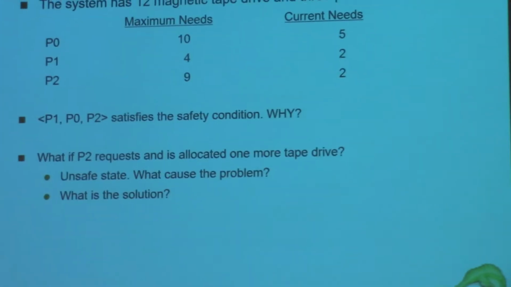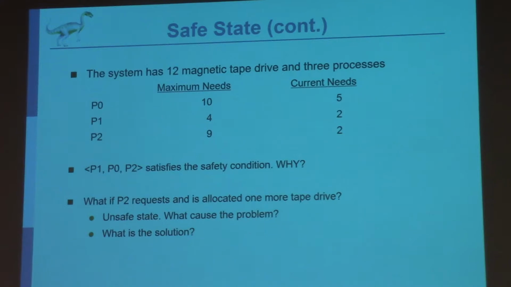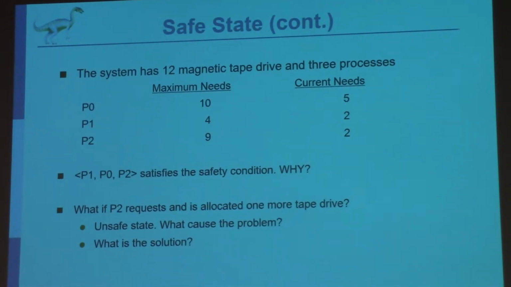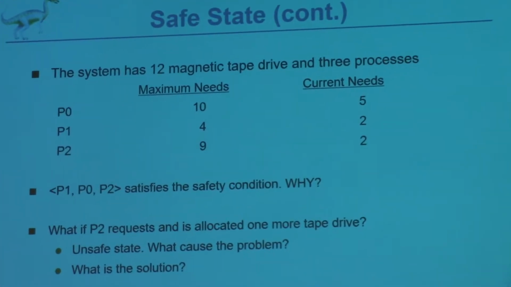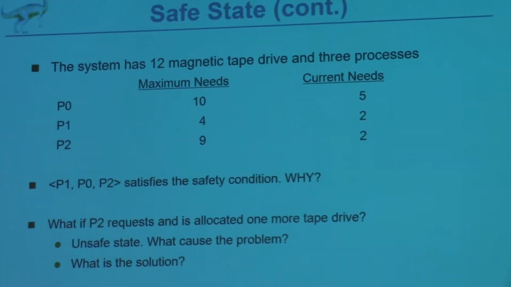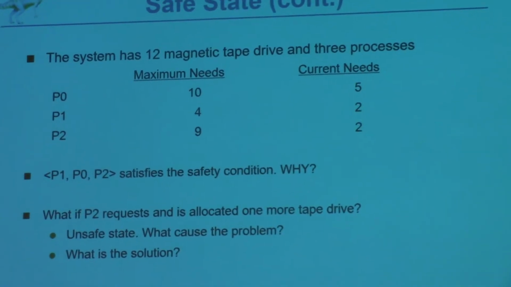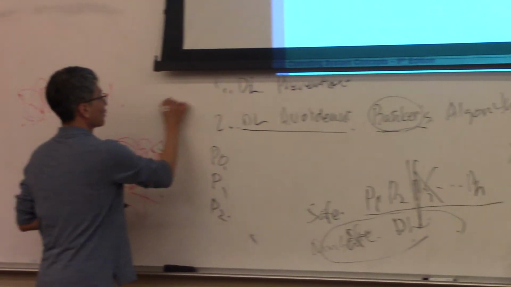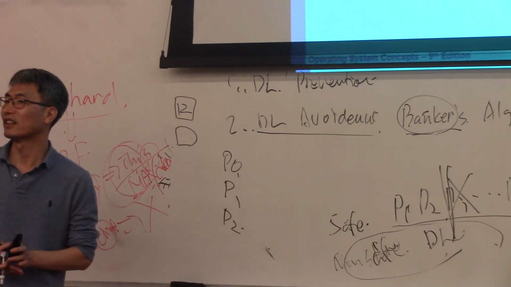Before that, let's take a look at a quick example in the case of a single instance resource. So we have 3 resources, okay? Let's say we have 12 magnetic tape resources and 3 processes, P0, P1, P2. Magnetic tape is still used.